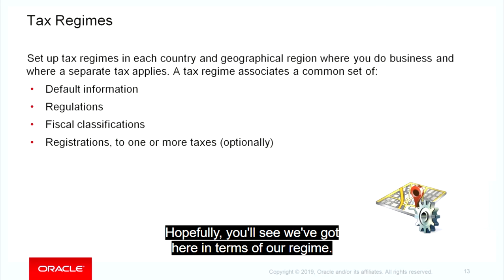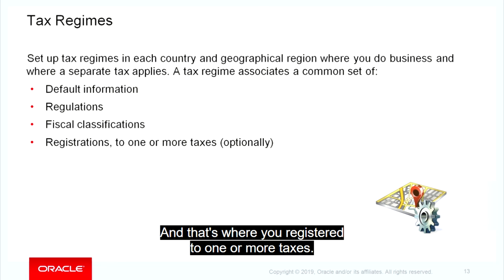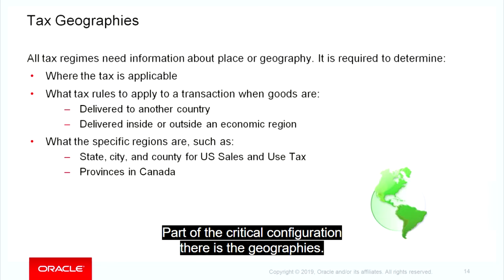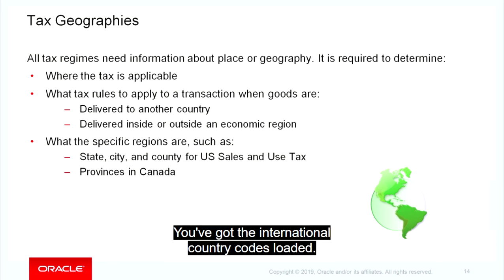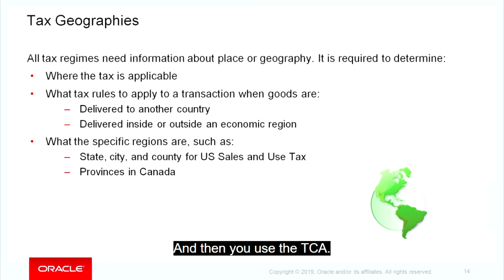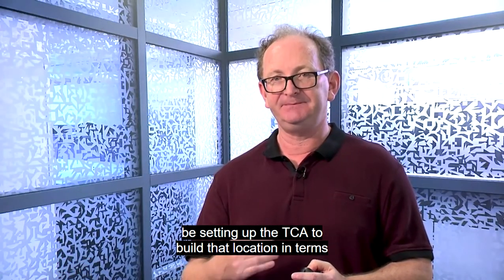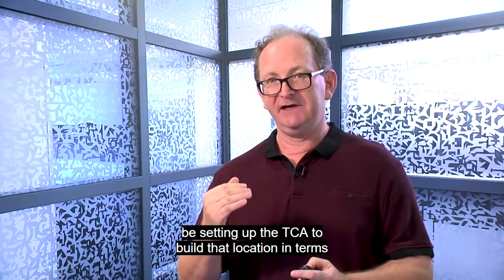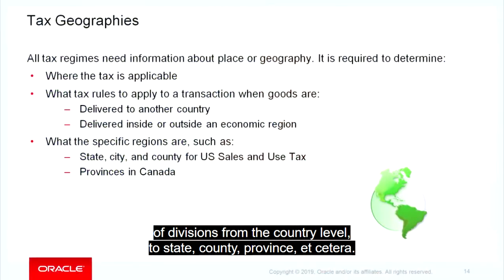Hopefully you'll see we've got here in terms of our regime, and you saw there, it provides the default information in terms of regulations, fiscal classifications, and that's where you register to one or more taxes. Part of the critical configuration there is the geographies. So geographies is vital and it's a prerequisite really. You've got the international country codes loaded, and then you use the TCA. If you've particularly got location tax, you'll be setting up the TCA to build that location into various divisions from the country level, so state, county, province, etc.